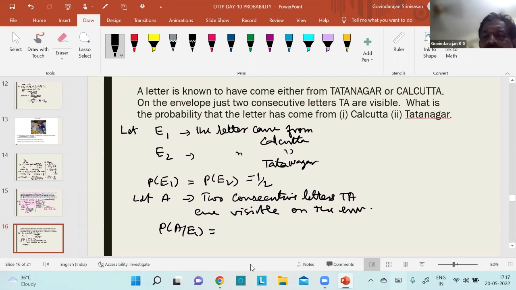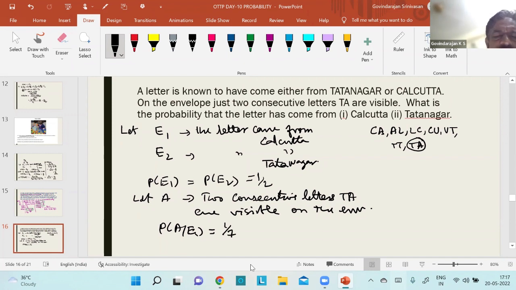So Calcutta means the two consecutive letters you can write as CA, AL, LC, CU, UT, then TT, then TA. 1, 2, 3, 4, 5, 6, 7. So only one TA is available. So 1 out of 7. The probability is 1 out of 7.